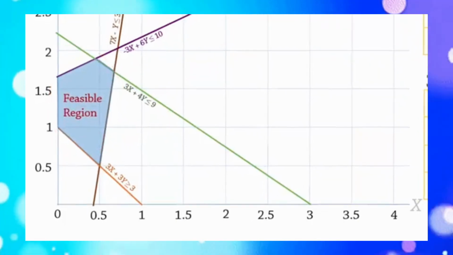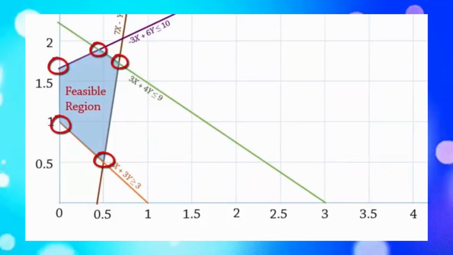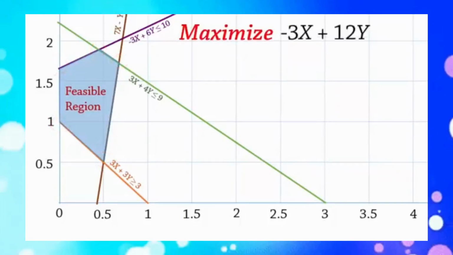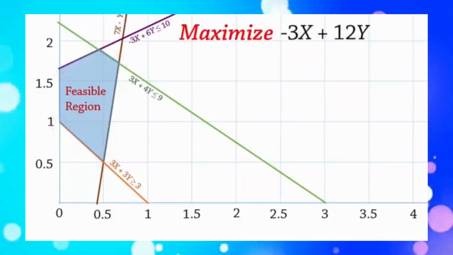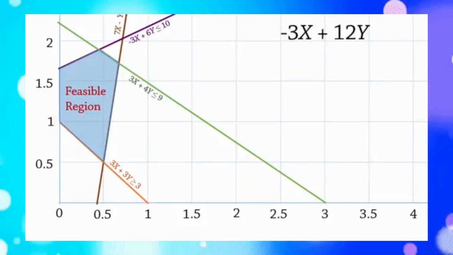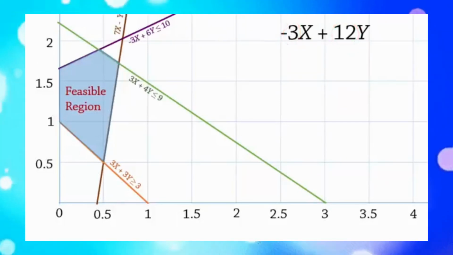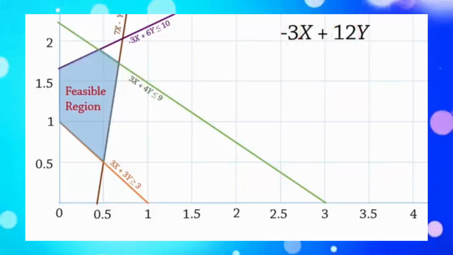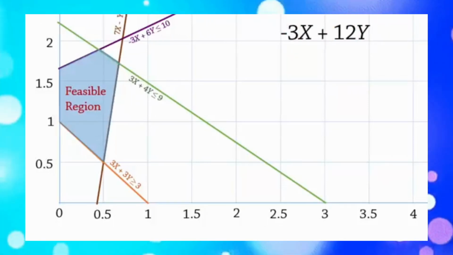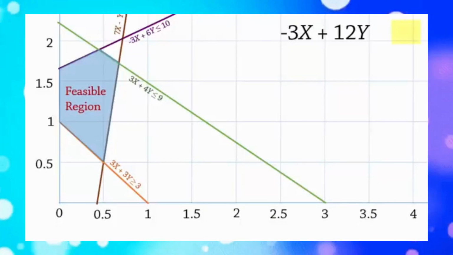To determine which of the extreme points of this feasible region is optimal, let's use the objective function line method. The objective function is to maximize negative 3x plus 12y. We begin by setting the objective function to any number of our choice. Normally, I would just multiply 3 by 12, but that would give us 36, which would give us a line too far away from the feasible region. But since 12 is a multiple of 3, it will be a better choice in this case. So let's set the objective function equal to 12.